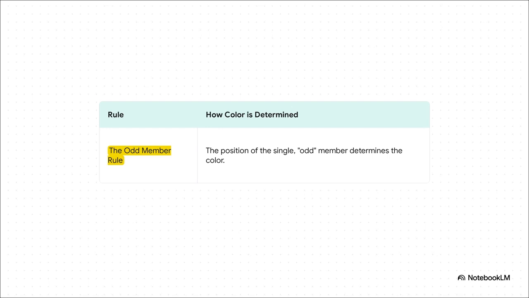So in this mixed-up group, how do we figure out the color? Well, it follows something called the odd member rule. It's super simple. In this group of three, the two that are alike kind of cancel each other out. That leaves the single lone member, the odd one out, to define the entire group's color. Simple as that.